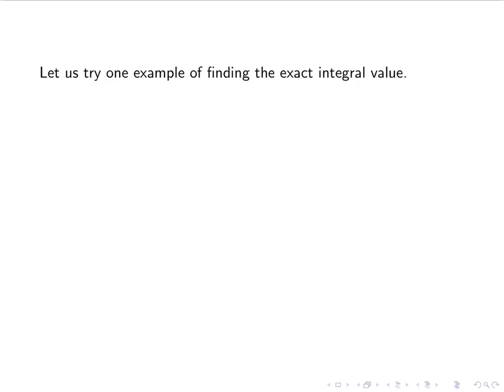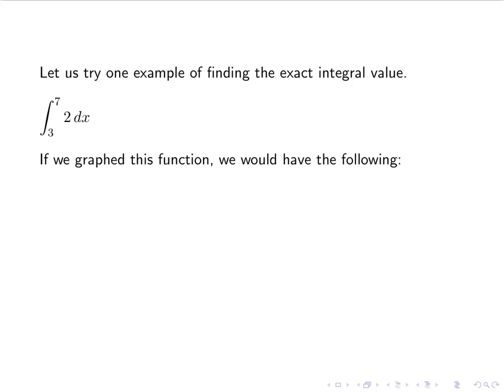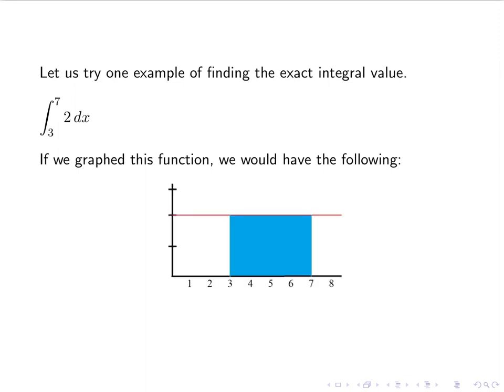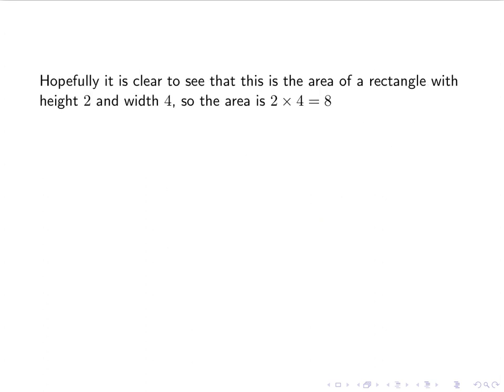So let's try one example of finding the exact integral value. And again, we're going to focus on this in the next lesson. Let's say we want to integrate from 3 to 7 of 2 dx. If we graphed this function, we would have a horizontal line at y equals 2, and we'd want it from 3 to 7. Hopefully it's clear that that is a rectangle and the area is 8. It's got a height of 2 and a width of 4. So the area is 8, and that means the integral should also be 8 because the integral is the area under the curve.